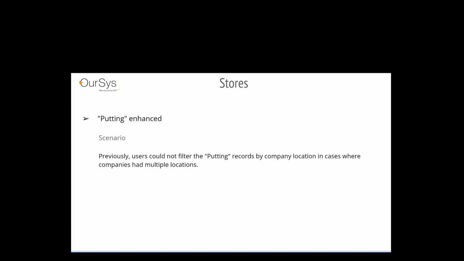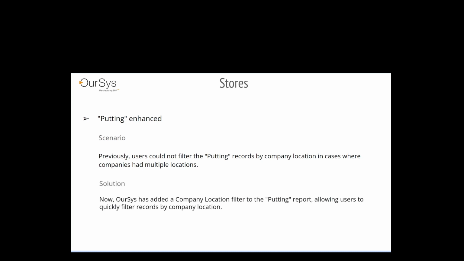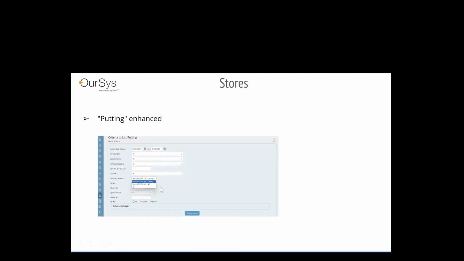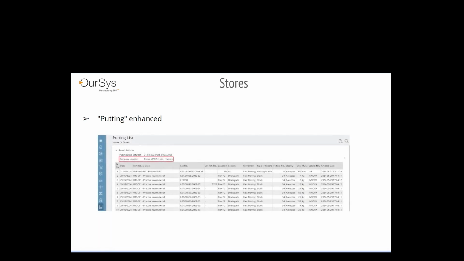So now we have added a filter of company location to quickly sort the putting report by selecting the particular company location. Let me take you to the screen. You can see here under the stores module, we have given the link called putting. Under the search edit of putting, we have provided a company location drop down where the user can select the company location. By selecting the company location, the system will show you the report based on that company location.